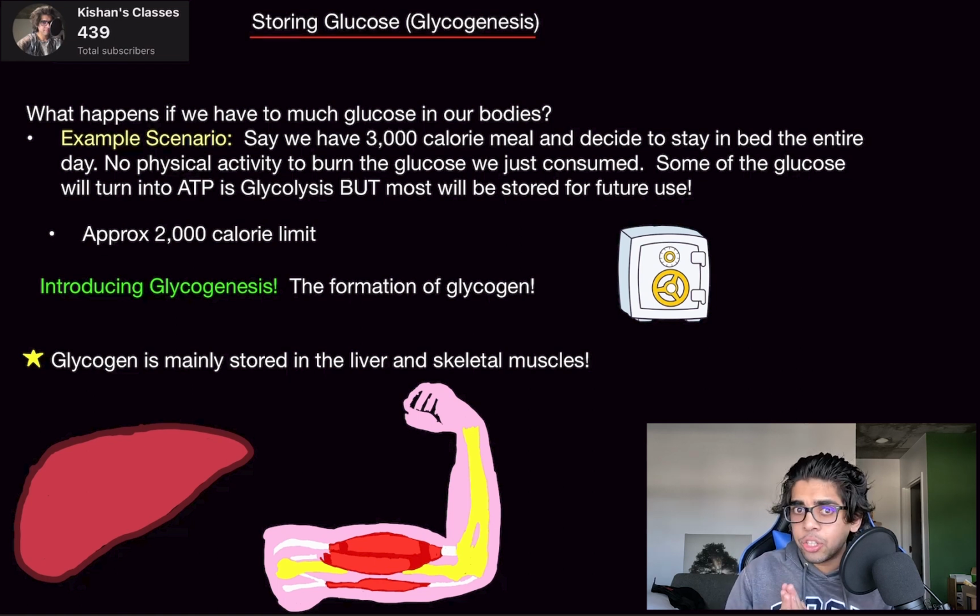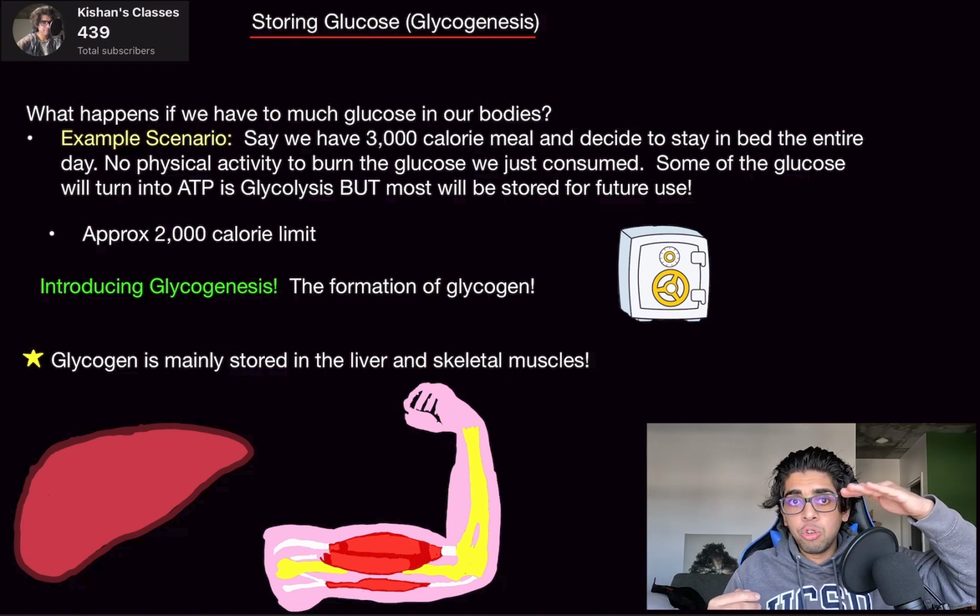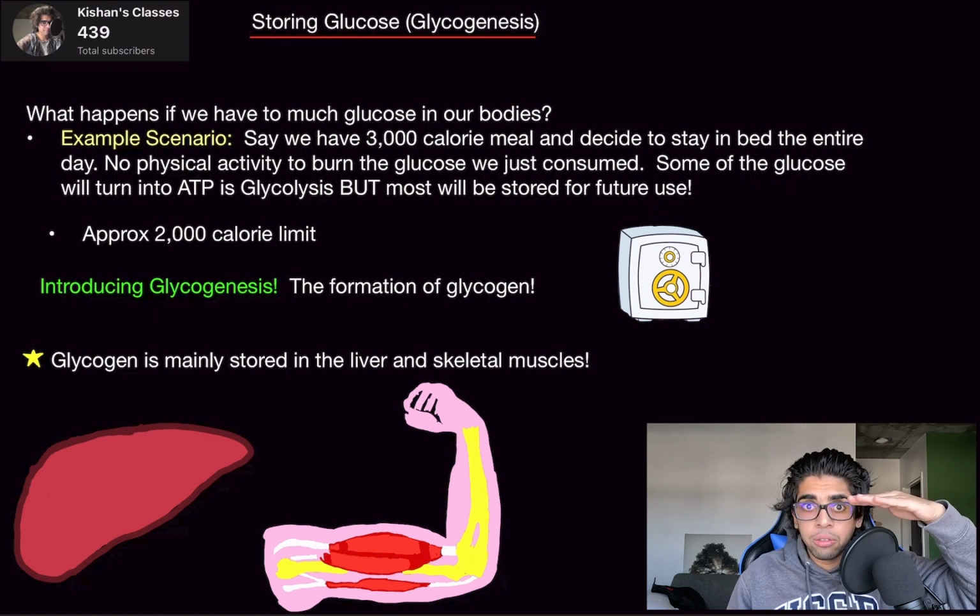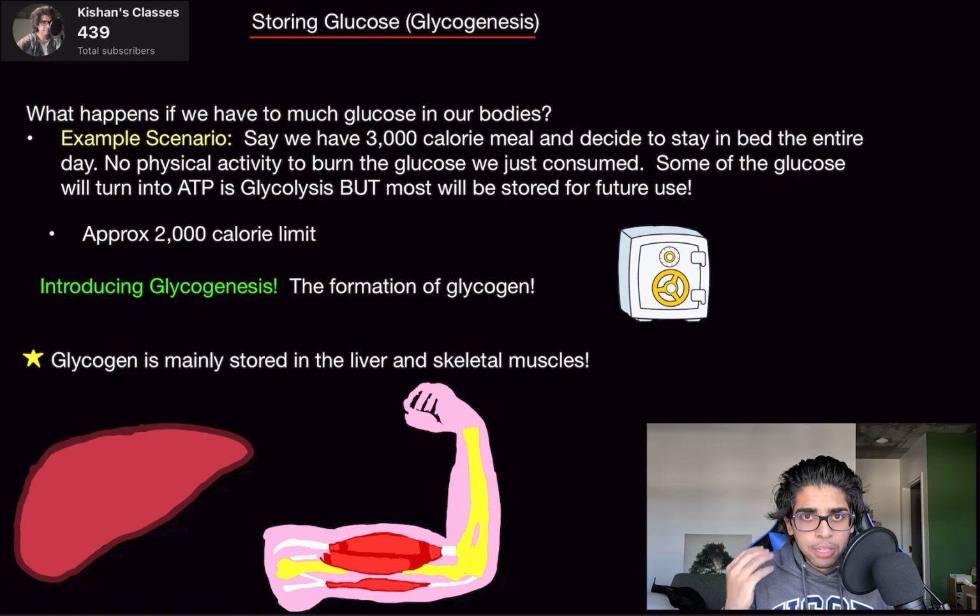Now, glycogen storage has a cap. We can only store around, I think, 2,000 calories of glycogen. If we eat more than that, and we need to store more glucose than 2,000 calories, we're first going to use up our 2,000 calorie glycogen supply, and if we still need to store more glucose, then the rest will be turned into fat. So this is the way to avoid body fat. If you don't want to gain fat, you need to exercise.